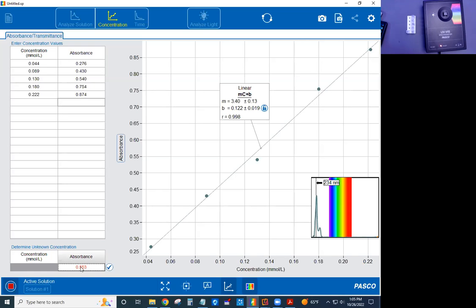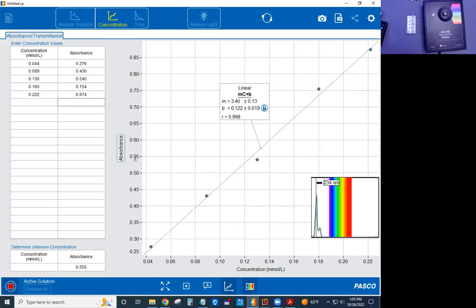I have to click the box down here on the bottom where it says determine unknown concentration. So I click the box and I see this red number. That's the absorbance of the aspirin solution I made with the steps that I just explained. I'm going to keep that value. I know the absorbance of 0.555. Oh, look at that. I happen to have that value exactly, or almost exactly on my y-axis.